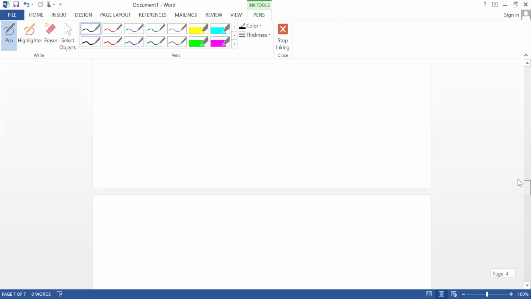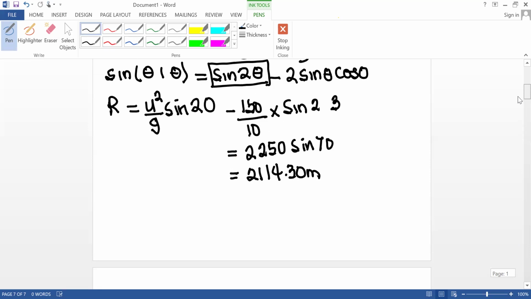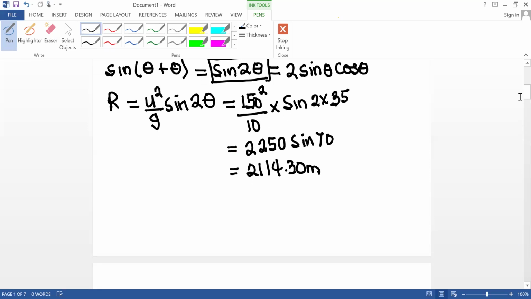The velocity of the stone at the maximum height. What is the velocity of the stone at the maximum height? Anybody? Pascaline, what is the velocity of the stone at the maximum height? The D question. 122.9 meters per second. Pascaline, how did you get that?